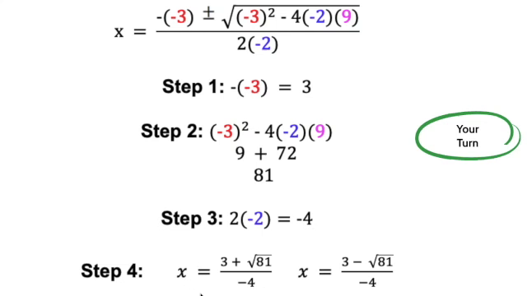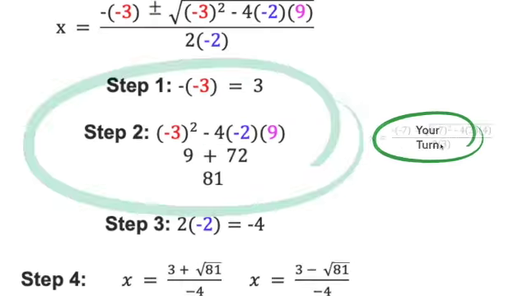So one solution is 3 plus the square root of 81 divided by -4. And this simplifies to a number, and we're going to do that in tomorrow's lesson. The other root is x equals 3 minus the square root of 81 divided by -4. Again, this expression simplifies to one number, which is our solution, which is also the root.